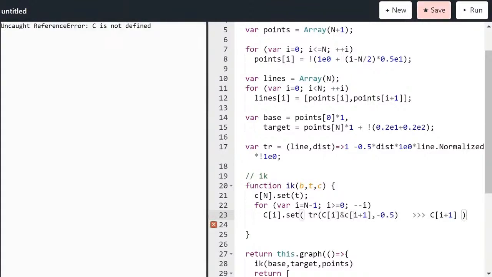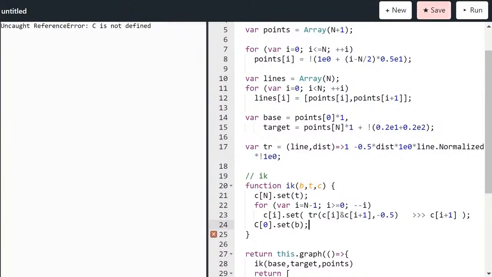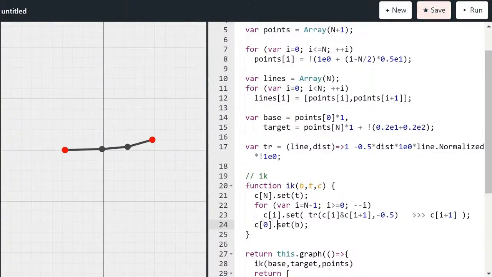And of course, there's a mistake. I have all small c's like this. So what you can see now is that we're already reaching the target and we've moved all of the other points, but we've let go of the base. And of course, we can't do that. So let's correct that. Let's put the base back in place. So we take the zeroth point and we put it back to the base. Like this. And then, of course, we have the same problem now. Now this thing is too long.